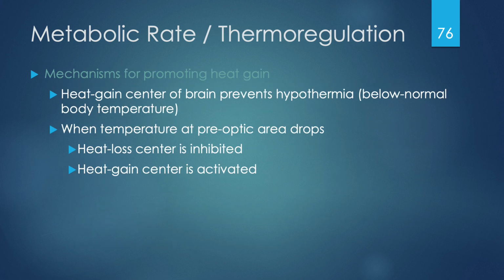The main purpose of the heat gain center in the brain is to prevent hypothermia, which is just below normal body temperature. And so let's discuss some of these mechanisms for promoting heat gain. So when the temperature drops, the preoptic area of our hypothalamus is going to recognize this. And as a result, two things are going to happen. We'll have our heat loss center inhibited and our heat gain centers activated to make sure that we are able to warm up.